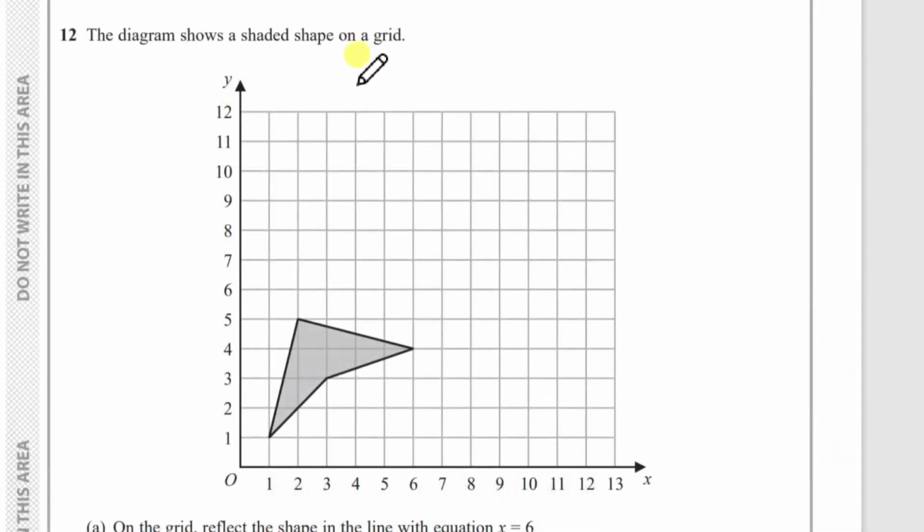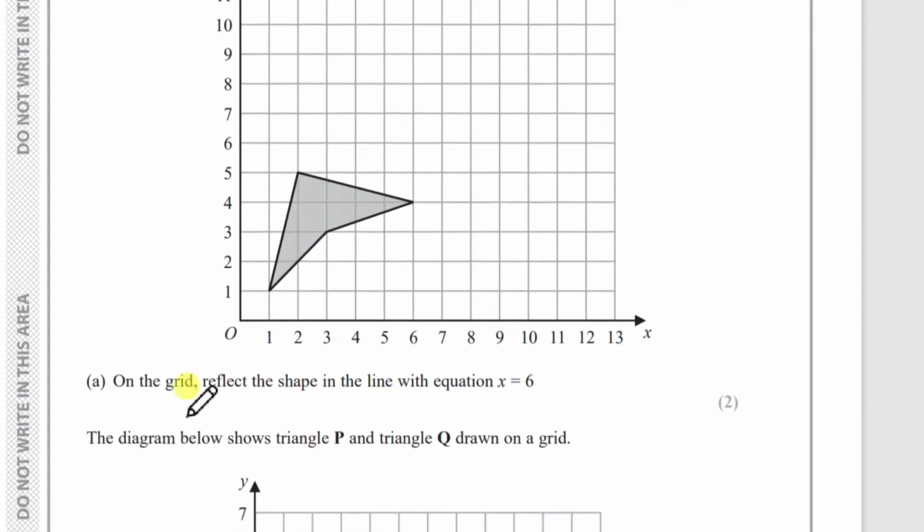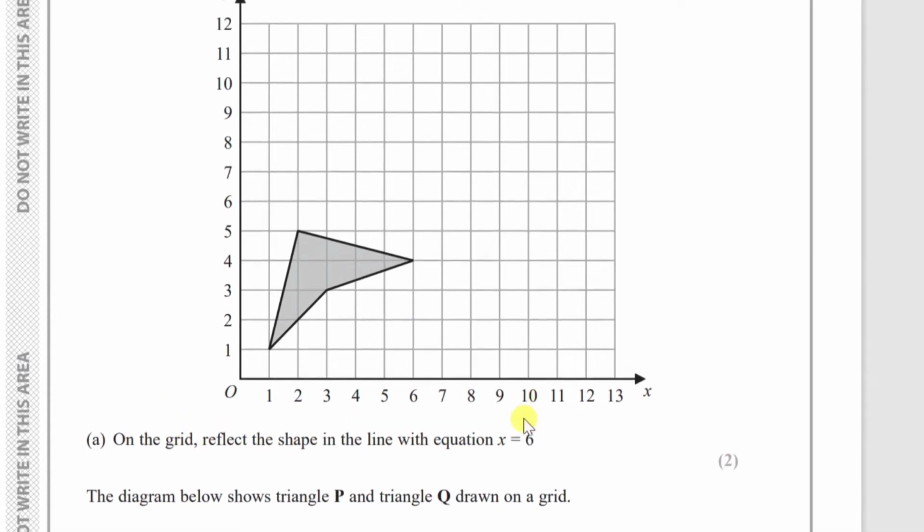This diagram shows a shaded shape on a grid. So it looks like we've got some sort of kite. Yeah, it's that type of kite. It bends at that point. On the grid, reflect the shape in the line x equals 6. So all you got to do, using a ruler, x equals 6 means you just mark over here and just draw a straight line. You draw a nice straight line. I'm just doing it freehand for now, yeah, but you should use a ruler, guys, yeah. And then you just reflect it nicely.